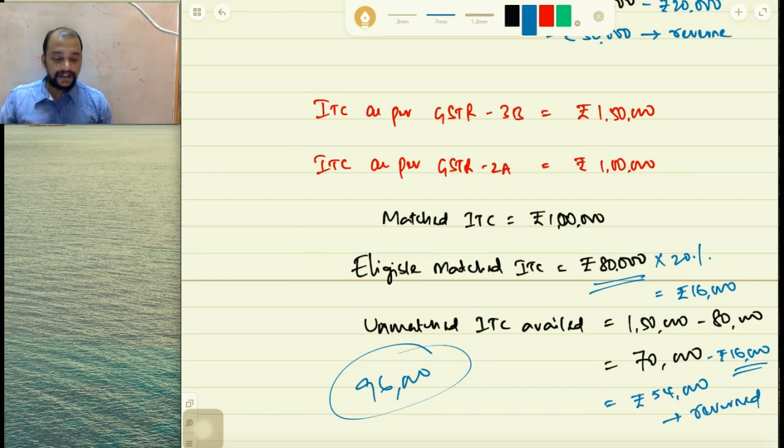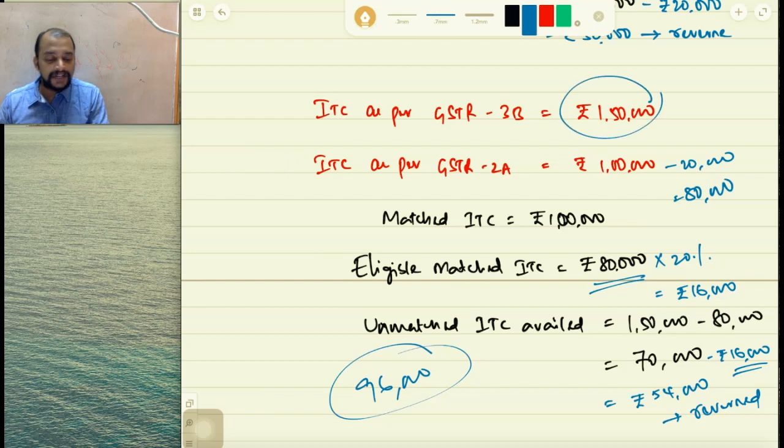Now, you may get a doubt in this. Why am I taking 1,50,000 minus 80,000? See, ITC as per GSTR 2A is 1 lakh, but in this, we need to take out 20,000 which is blocked credit, then 80,000. While computing this 1,50,000, anyhow you would not have taken 20,000. That's a blocked credit you would not have taken. So therefore, the comparison should be between 80,000 and 1,50,000, not between 1 lakh and 1,50,000.